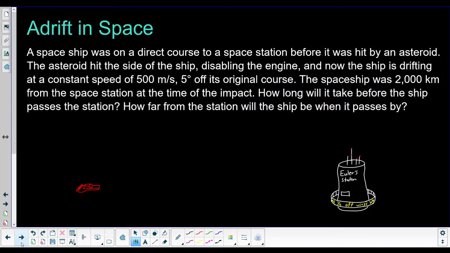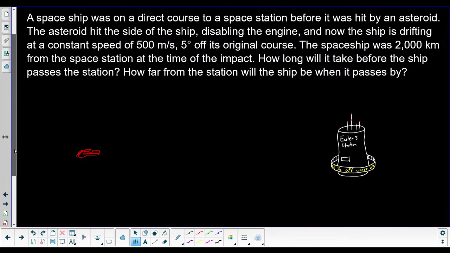All right. Last one. This is a physics class, so of course we've got to do some stuff in space. So let's do a space problem. It says a spaceship was on a direct course with a space station before it was hit by an asteroid. The asteroid hit the side of the ship, disabling the engine, and now the ship is drifting at a constant speed of 500 meters per second, 5 degrees off its original course. The spaceship was 2,000 kilometers from the space station at the time of impact. How long will it take before the ship passes the station? How far from the station will the ship be when it passes by?